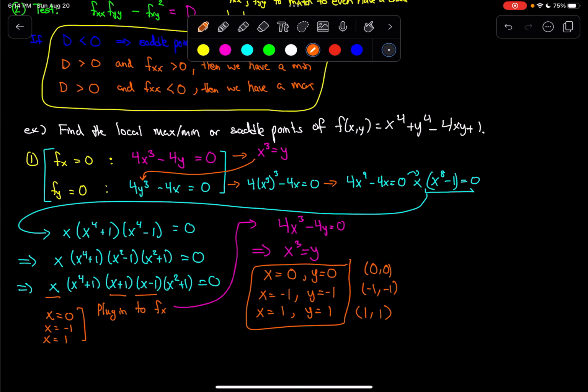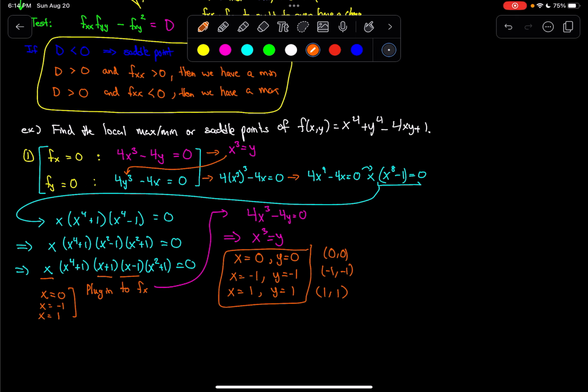Now, in order to determine if they are maxes, mins, or saddles, we do need to set up our second derivative test. We do need to do our concavity check. And so, using that thing I circled at the top, circled in yellow, we're going to solve for the second derivative with respect to x.